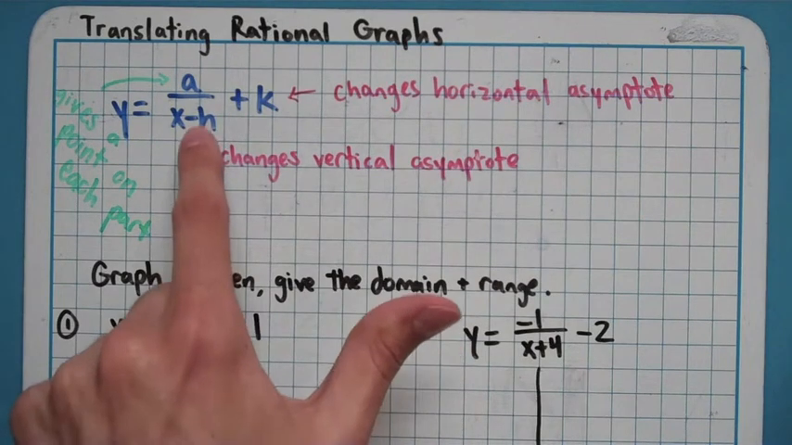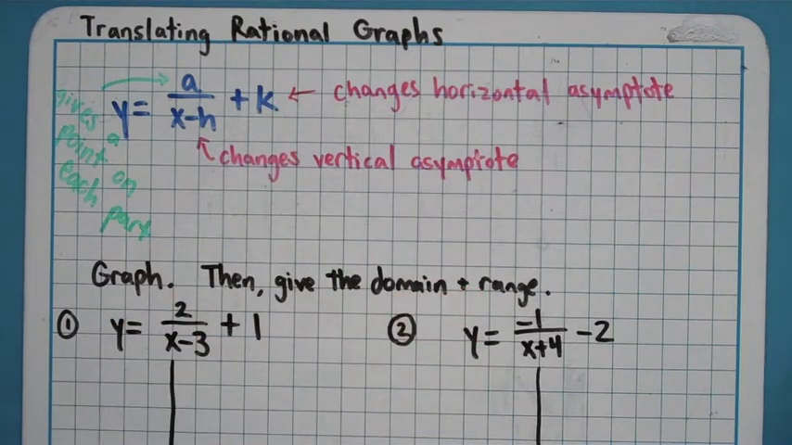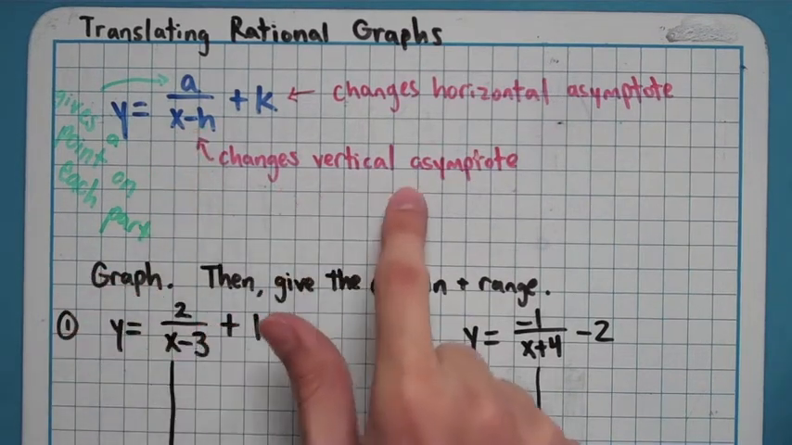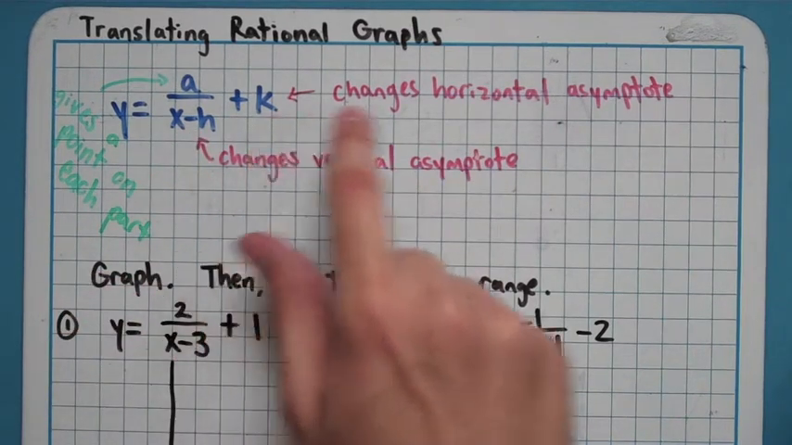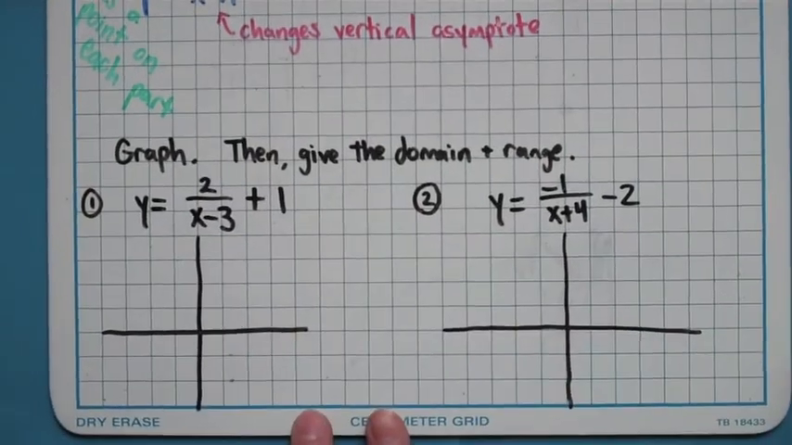You can have a number being added or subtracted down here, and you can have a number being added or subtracted out here. And like we did with exponentials and logs, the left-right movement over here is going to affect where we put our vertical asymptote, and the up-down movement affects where the horizontal asymptote goes. So I think the best thing to do here is just jump into an example and get started on it.